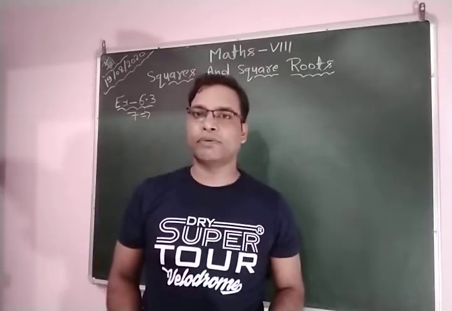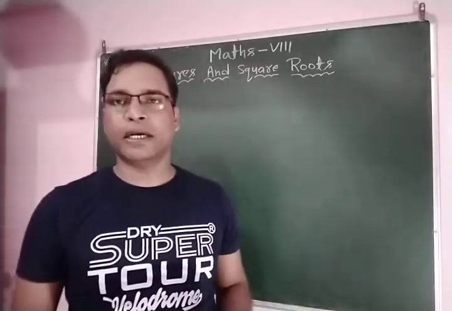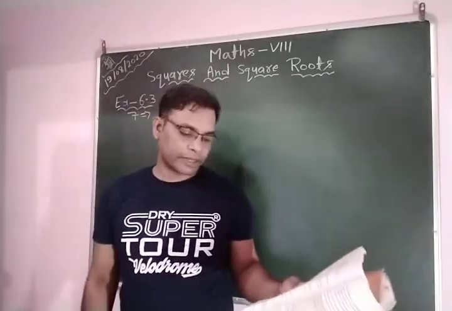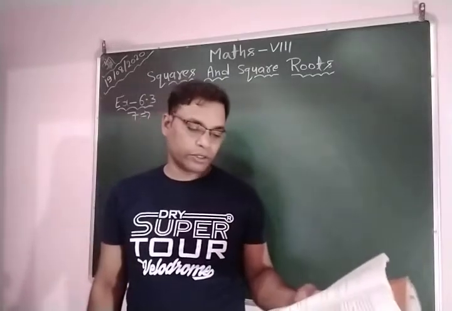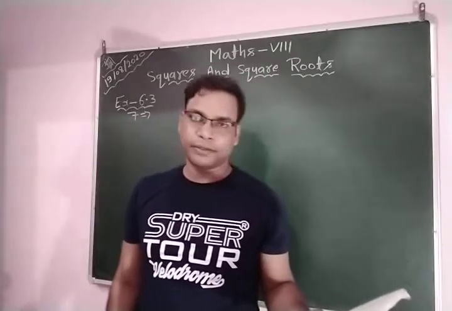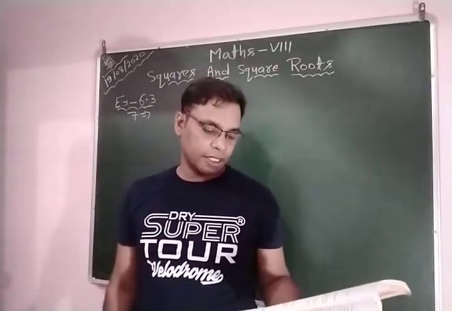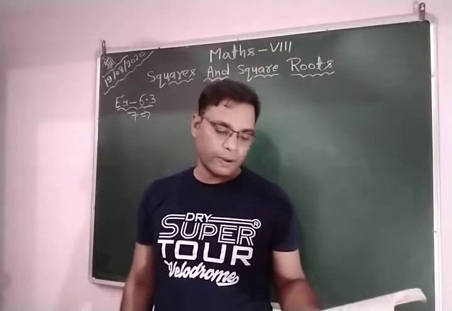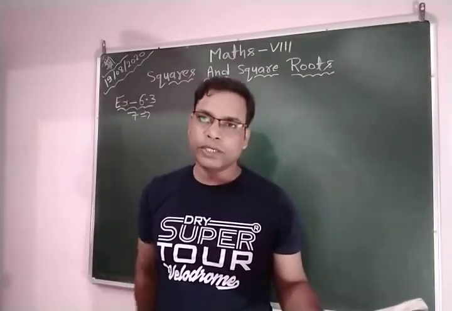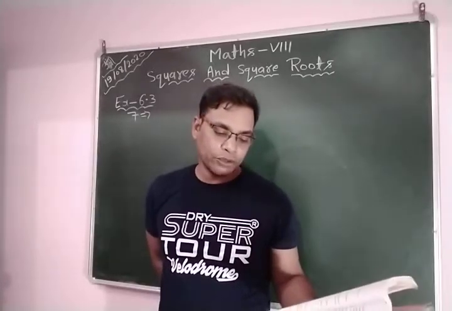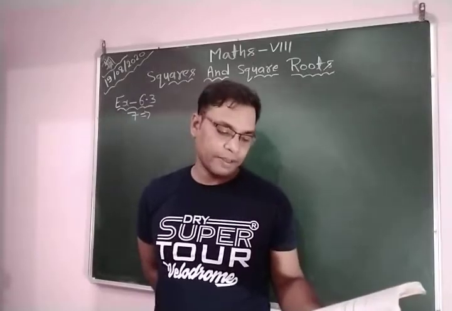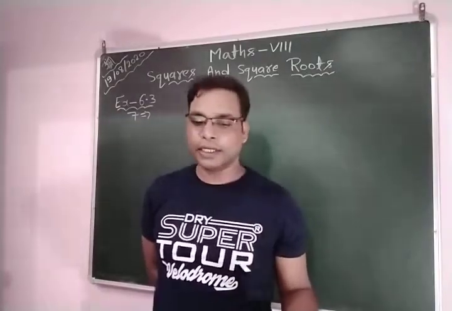Exercise 6.3, question number 7. The students of class 8 of a school donated rupees 2401 in all for the Prime Minister's National Relief Fund. Each student donated as many rupees as the number of students in the class. Find the number of students in the class.